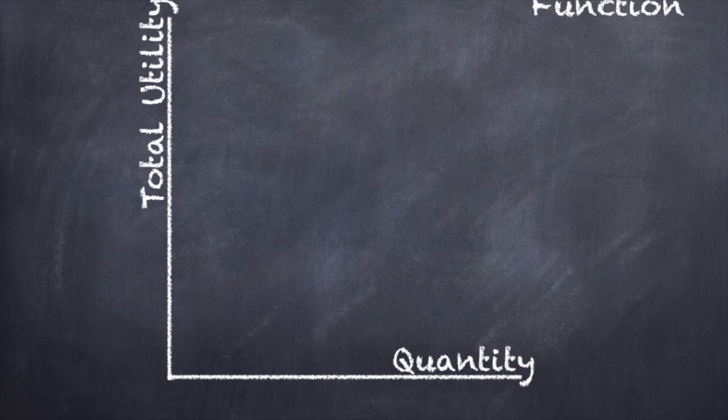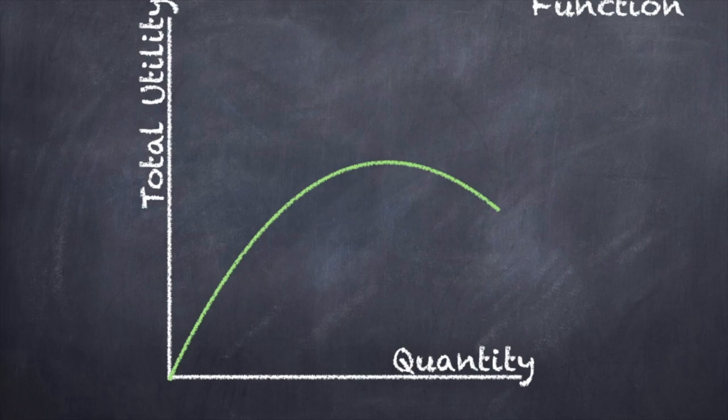And then for this utility function, you're going to get this parabola shape. Now, this is the utility function. It shows the utility the consumer gets from the consumption of a product.